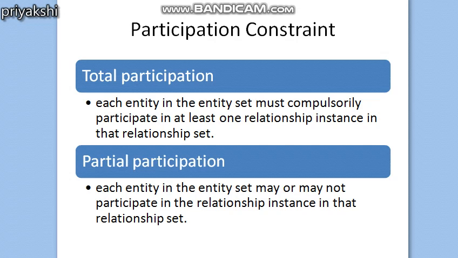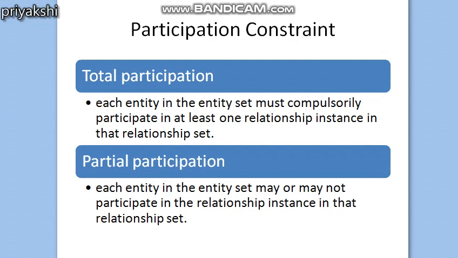Fine. So the participation constraint specifies whether the existence of an entity depends on its being related to another entity via the relationship type. Okay, this constraint specifies the minimum number of relationship instances that each entity can participate in, and is sometimes called the minimum cardinality ratio. There are two types of participation constraint: total participation and partial participation.